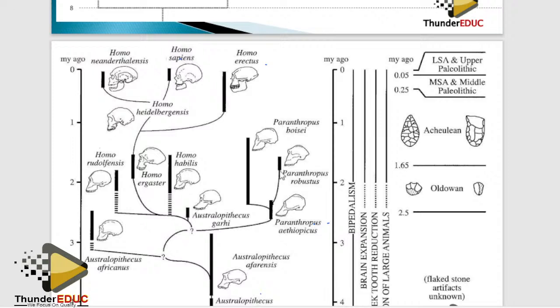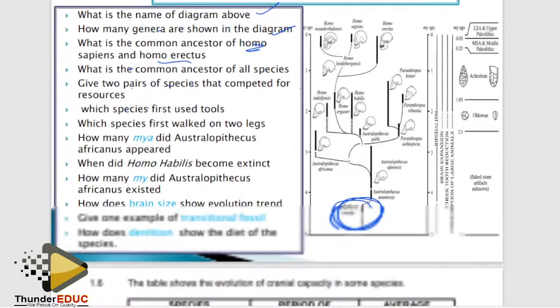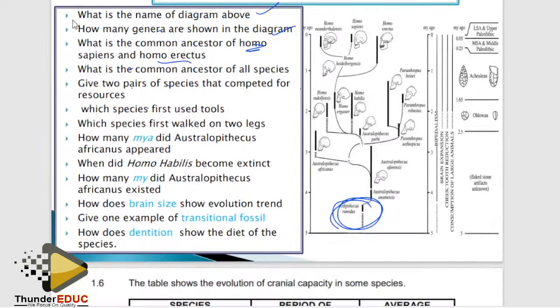Sorry. Yeah. So for example, you just choose. If I draw a line here, I will see that these species existed at the same time. So you just look at the species which existed at the same time. Then they're asking you to name two species that competed. Okay. Which species first used tools?